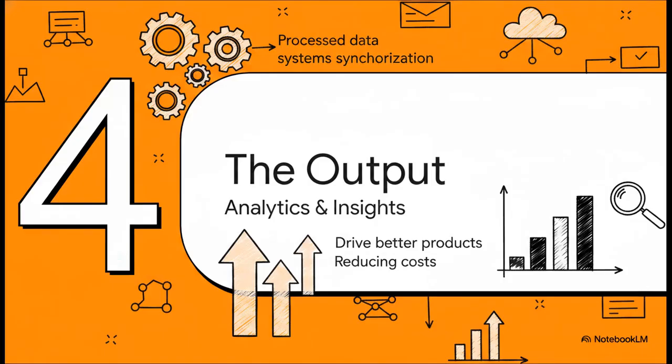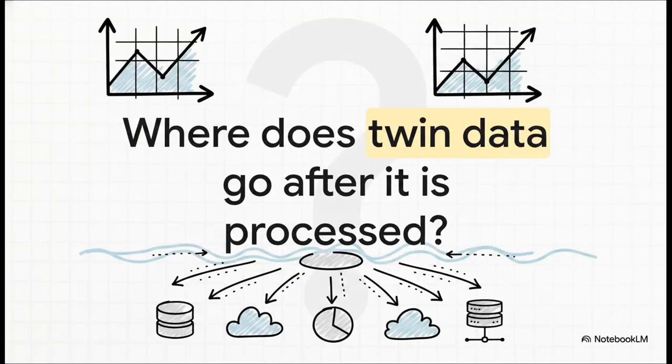Section 4. The output, analytics, and downstream insights. Let's talk about the final stage of the funnel, what we actually do with this processed data to drive better products and reduce costs. All right, we've modeled the environment, we've ingested the data, and we've processed it. Our twin graph is humming along nicely as the live central source of truth. But where does all this valuable, contextualized twin data actually go after it's processed? You've got to route these events downstream to other services.